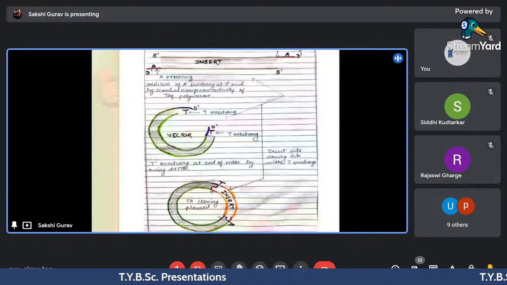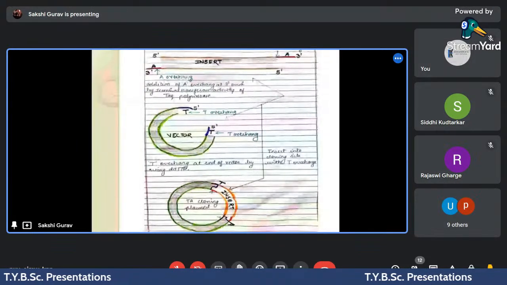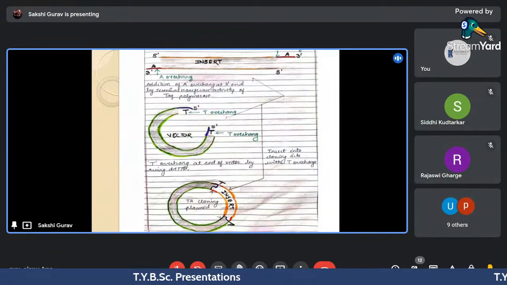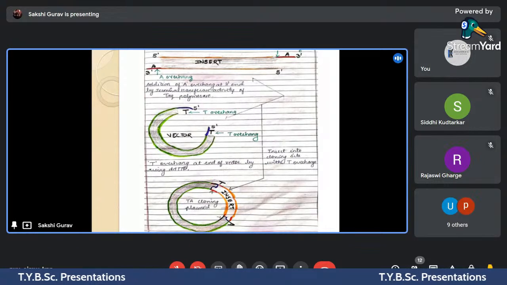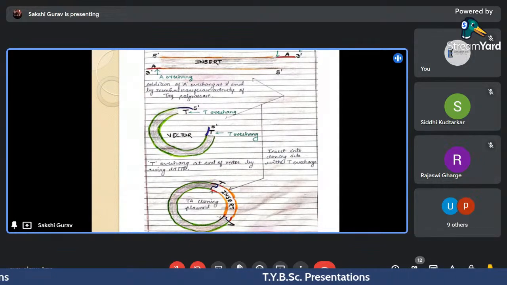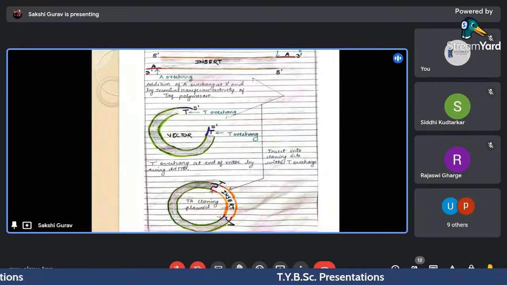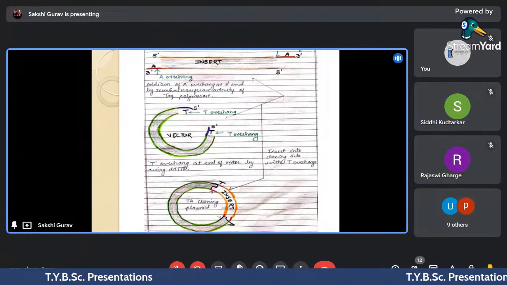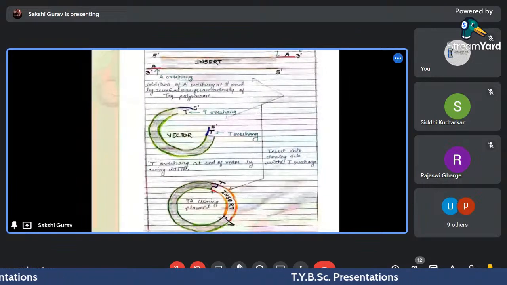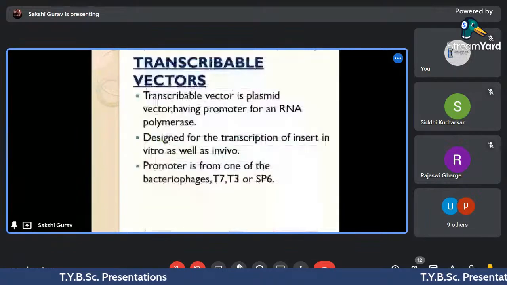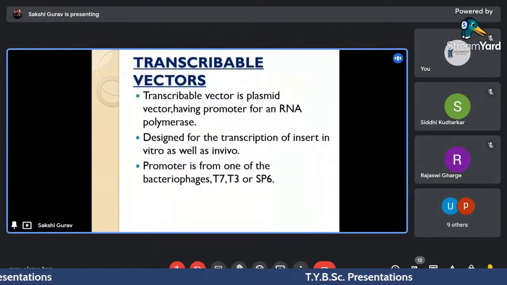In the diagram you can see that in the insert we have an A overhang, and after that we will insert this insert into a plasmid that has a T overhang at the 5 prime end, and a full plasmid will be formed after insertion by using DNA ligase. And further, as we now have the whole sequence of the DNA, we can use that for further cloning. So my next topic is transcribable vector.